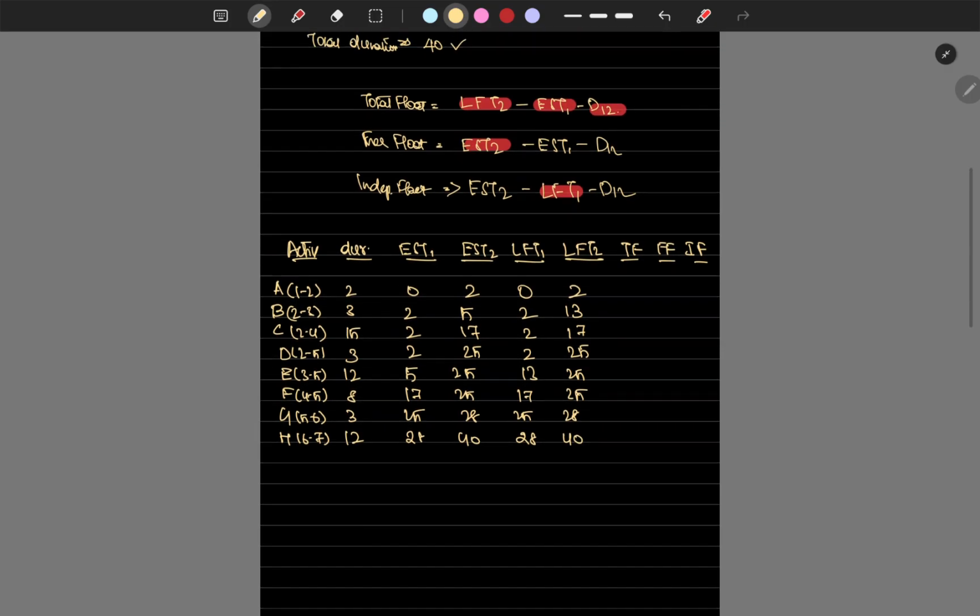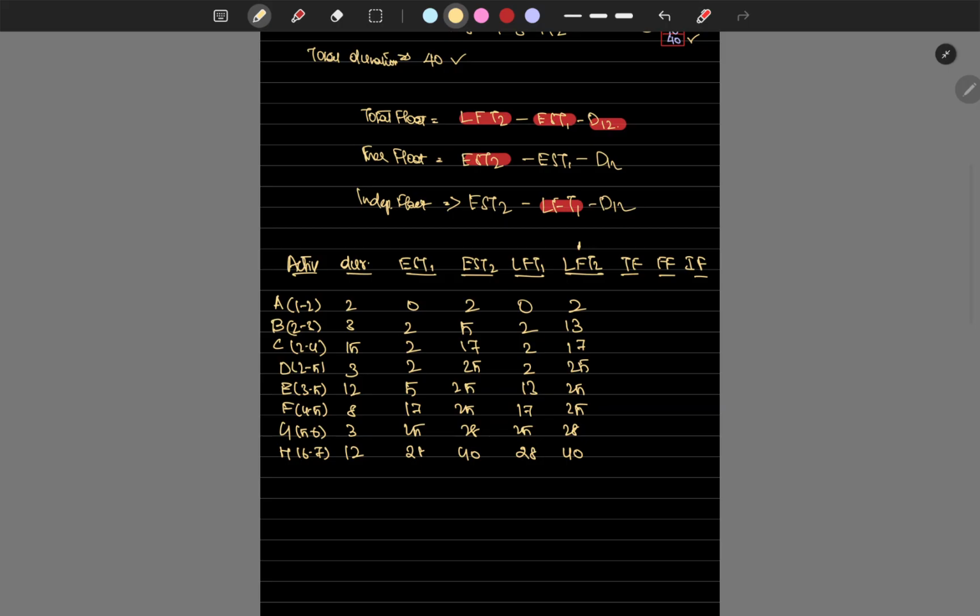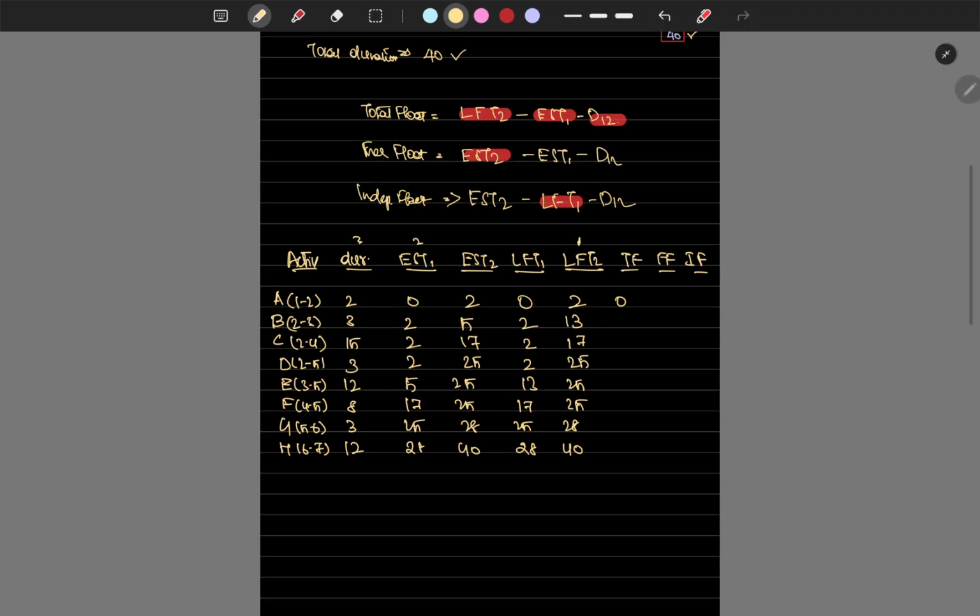Right, what's the total float formula? LFT2 minus EST1 minus D12. These are the three things we have to do. 2 minus 0 minus 2, which is 0. Then 13 minus 2 minus 3, which is 8. Then 17 minus 2 minus 15, which is 0. Then 25 minus 2 minus 3, which is 20.